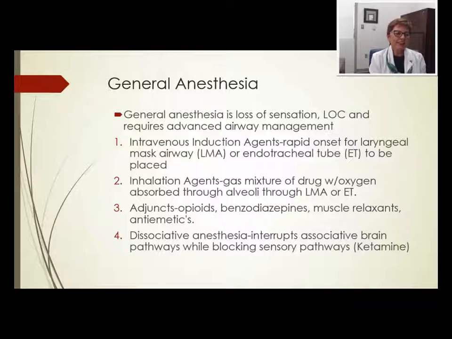And then there is dissociative anesthesia. This interrupts our associative brain pathways, and it blocks the sensory pathways. So the patient might appear catatonic. They don't remember it, but they have profound analgesia. They can't feel anything. And this was the drug that Michael Jackson used, and then he died from it because nobody was there controlling his airway.